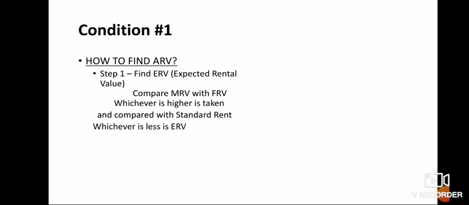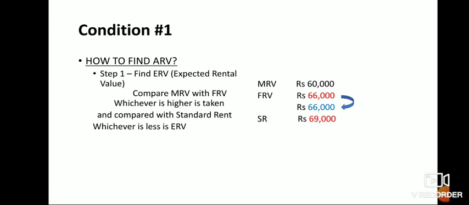In order to find out the expected rental value, we have to first compare the MRV with the FRV. Whichever is higher will be taken. Here, the FRV is 66,000, so it will be taken. Okay, this value will be compared with the standard rent. Here standard rent is 69,000 and whichever is lower will be your ERV. So comparing the 66,000 with a standard rent of 69,000, we get ERV, which is rupees 66,000, since 66,000 is lower.